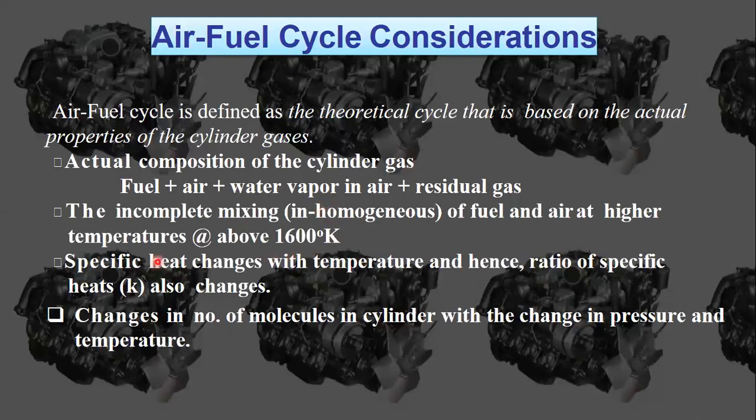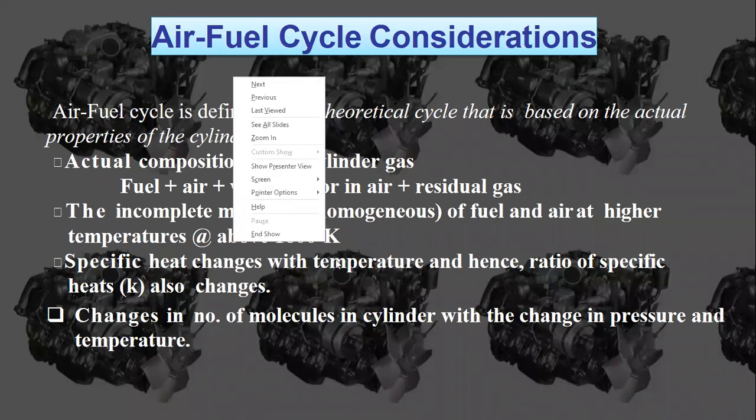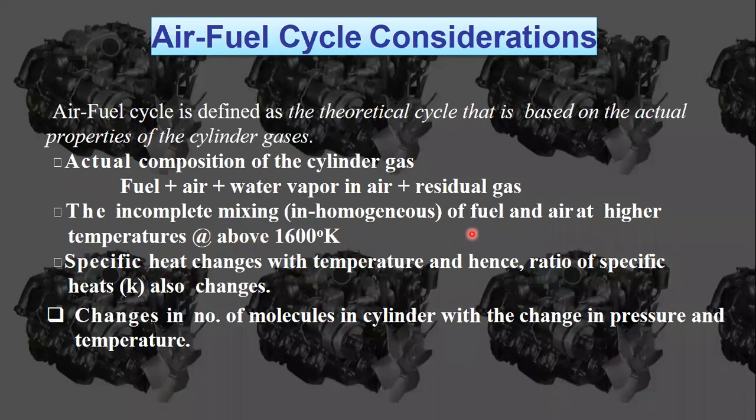And here, in the case of air standard cycles, we assume that there will be complete combustion. But in the case of air-fuel cycles there is no such complete combustion. We are going to have incomplete mixing of fuel and air, that means dissociation, that means incomplete combustion will be there. It happens at higher temperatures. If the temperature is above 1600 Kelvin, there will be dissociation. That means it is opposite to combustion.